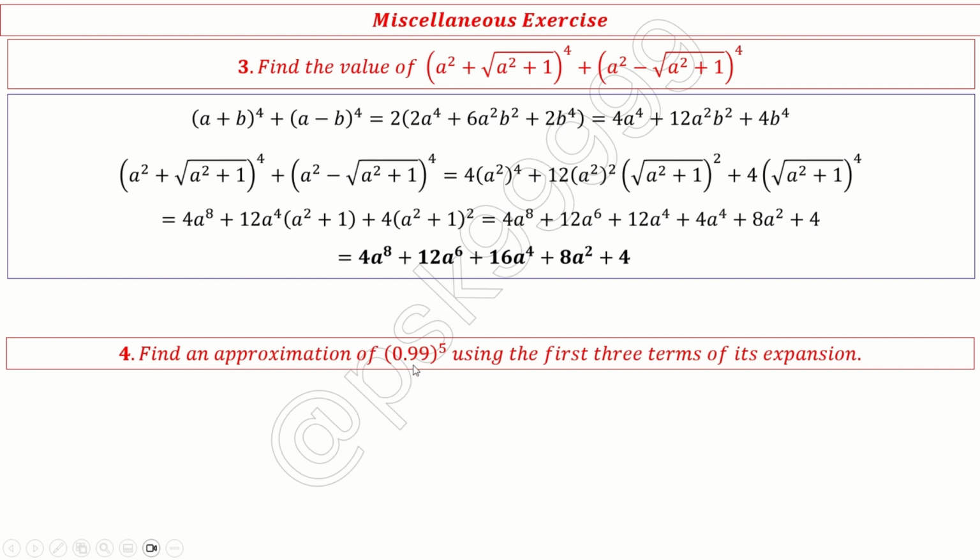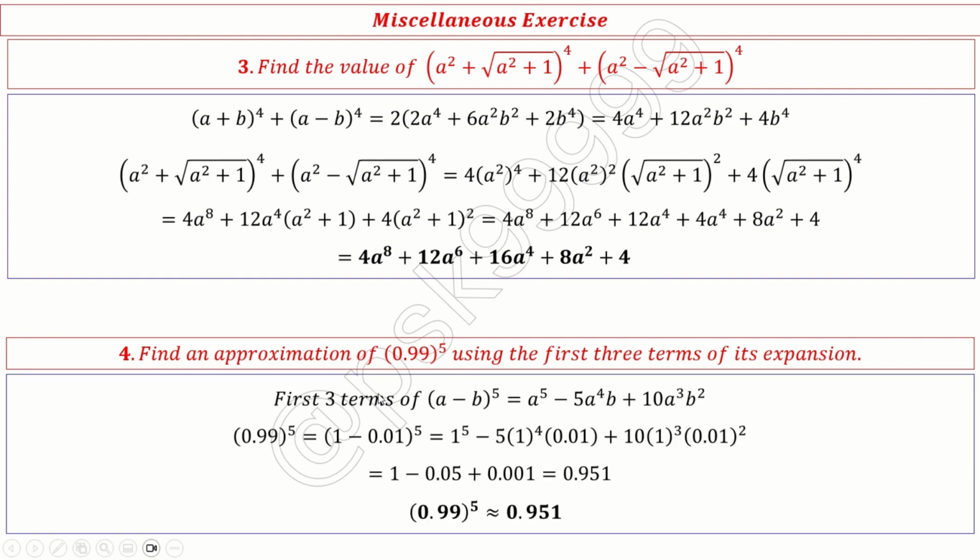Approximation, that is similar. I can do this by (1 minus 0.01) whole to the power of 5. Expand it here and then do it. I need only an approximation, so I'll take the first three terms, which is asked here. First three terms I wrote, and then this is the approximate value.